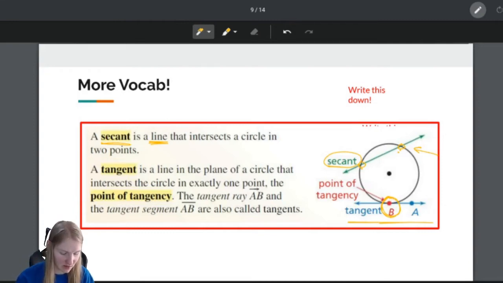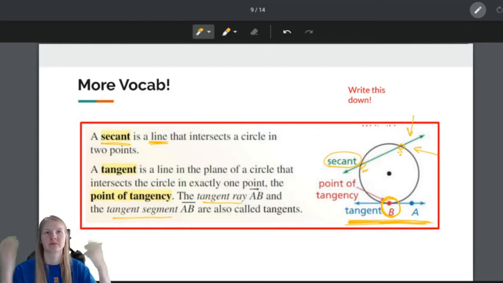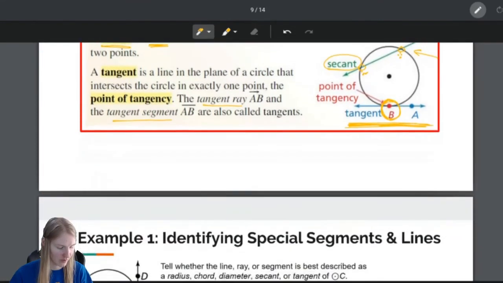So a secant touches a circle in 2 places, in 2 points. A tangent line only intersects at 1 point. So we can talk about tangent rays, we can talk about tangent segments. They're all tangents. Okay, wonderful. That is all of our vocab for today.